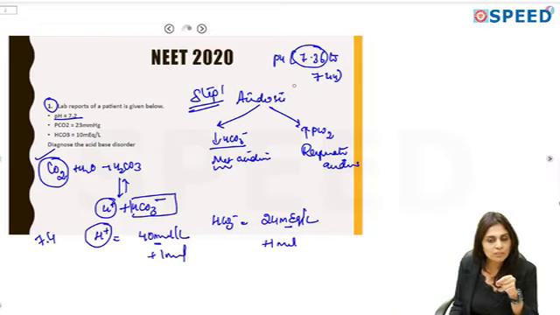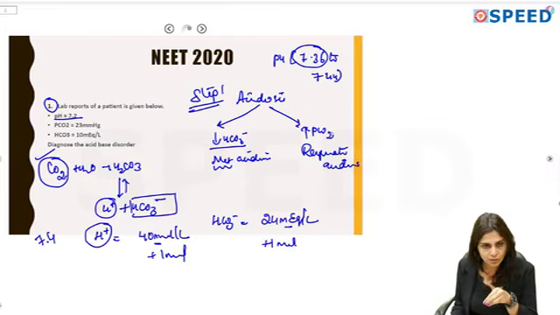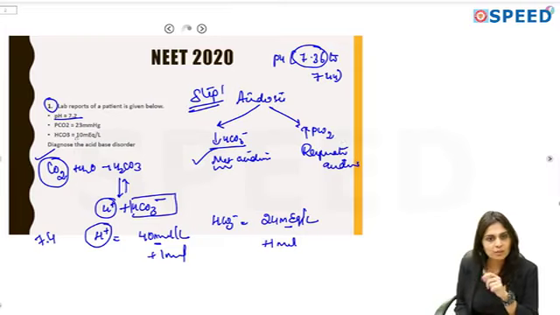Then it's your responsibility to find out if it's metabolic acidosis or respiratory acidosis, for which you look at bicarbonate concentration and PCO2 concentration. If a decrease in pH is accompanied by a decrease in bicarbonate, you call it metabolic acidosis. Whereas if a decrease in pH is accompanied by an increase in PCO2, you call it respiratory acidosis. Okay, let's look at this question.